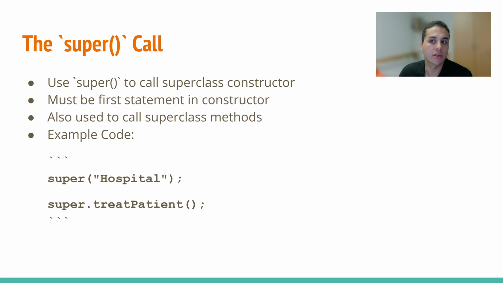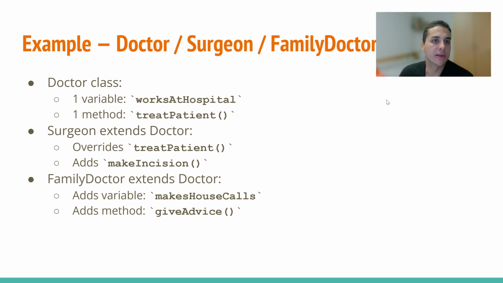Besides constructors, you can also use super to access an overridden method or hidden field of the superclass from within the subclass, like super.someMethod. In this example, super refers to the hospital, and there's a method in the hospital called treatPatient. So super.treatPatient will invoke the base version of this method. Let's look at an example.